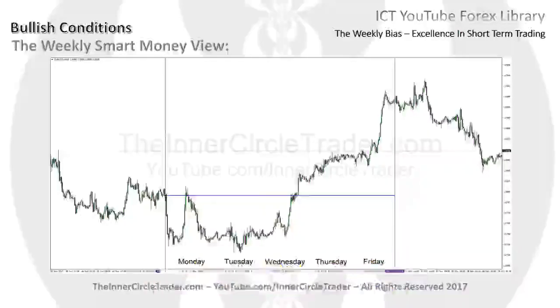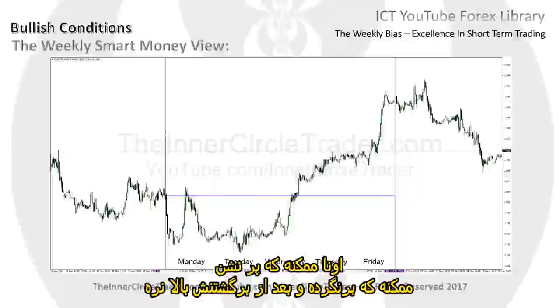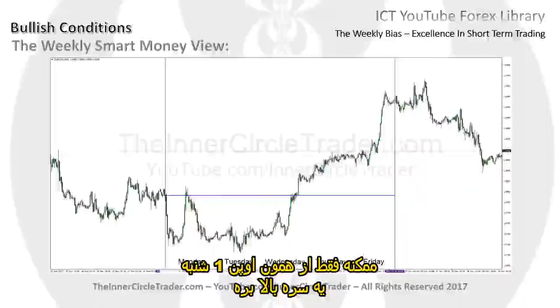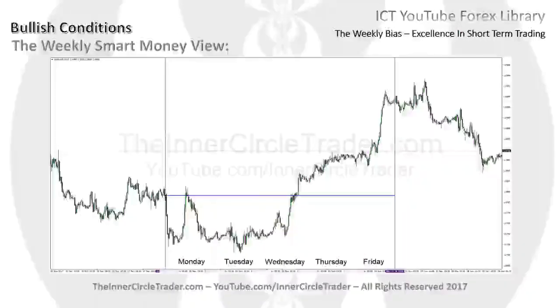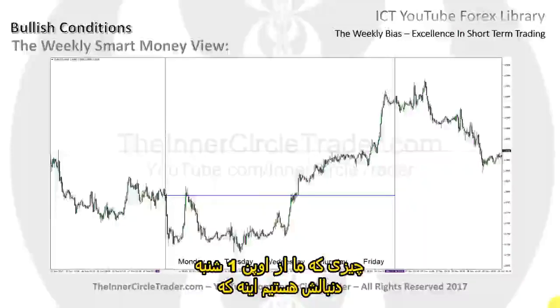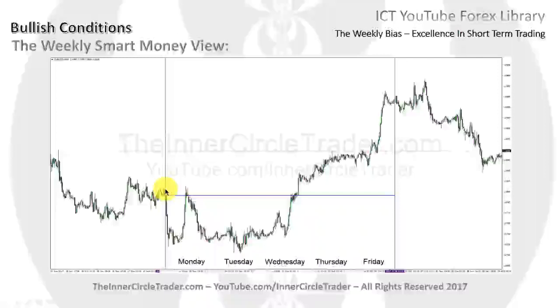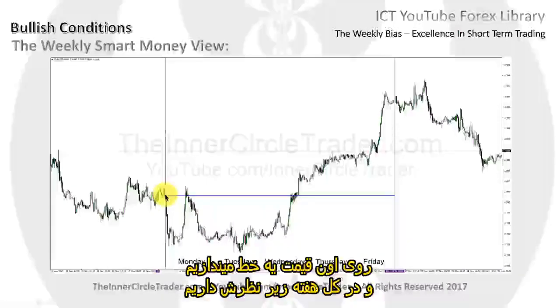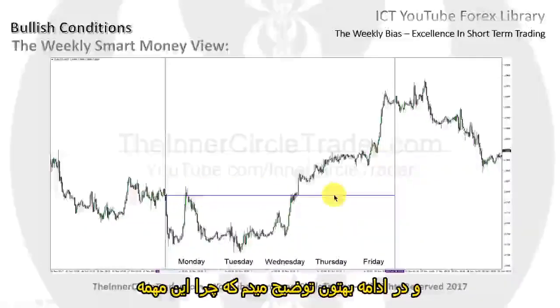If it gaps up, it may not fill. It may not trade back down and fill that gap and then trade higher. It may just straight away go north right from the higher opening on Sunday's open. What we're looking for is on Sunday's opening, we want to see that opening price and extend it all the way to Friday, keeping that in mind. And I'll explain why that's important in a couple minutes.